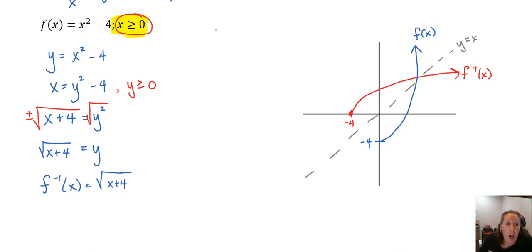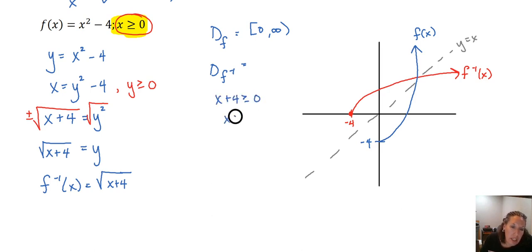The domain of f is actually given to us in the problem. Our domain of f is going to be from 0 to infinity. And our domain of f inverse, we need what is inside that square root to be greater than or equal to 0. So x plus 4 needs to be greater than or equal to 0. So that means x needs to be greater than or equal to -4. So we get -4 to infinity.